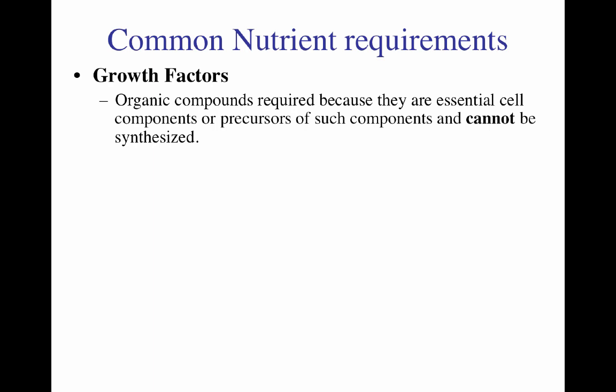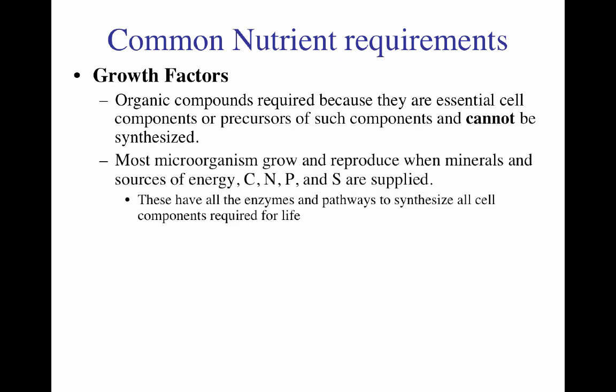Now, growth factors are another nutrient that's required for the organism. These are essential components or precursors that cannot be synthesized by the cell. Oftentimes, some of these molecules can be made directly by a microorganism, because when you supply these organisms with a mineral source, a carbon source, nitrogen, phosphate, and sulfur, they're able to grow since they contain all the enzymes and pathways that can make every single component of life. As we mentioned in lecture, those are called prototrophs.